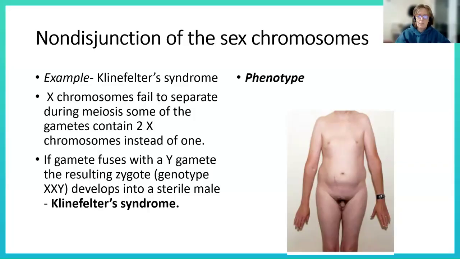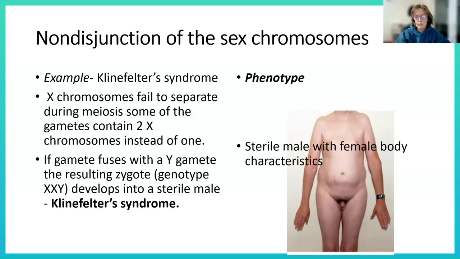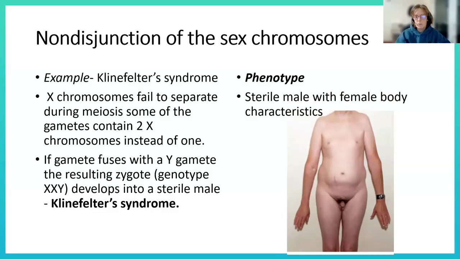we had a look at briefly last session as well. So sterile male with female body characteristics is what we get with this non-disjunction of the sex chromosomes. Non-disjunction, failure to separate of these chromosomes in the meiosis process, which makes the eggs and the sperm.